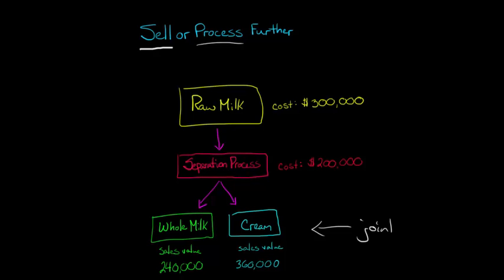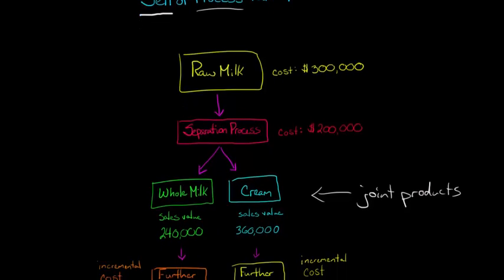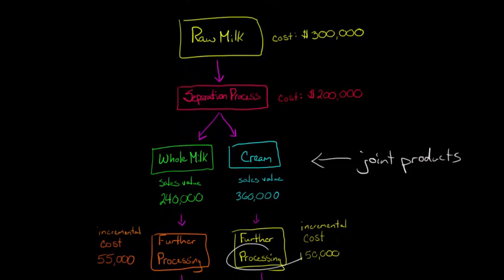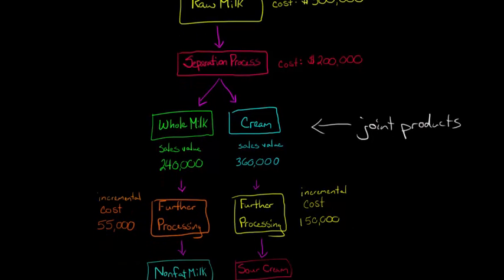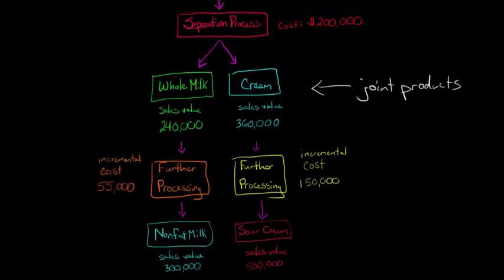And we can look at the sales value of each of these joint products at this point in time. So if we sold the cream now, we'd get $360,000. If we sold the whole milk now, we get $240,000, right? So we could just go and sell these products right now, but let's just say that there was a process that we could do. We could do some additional processing, and that would incur some incremental costs, but that processing would enable us to sell these products for a higher dollar value, right?